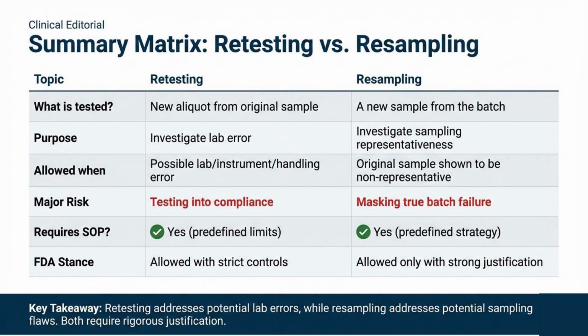In summary, retesting investigates the lab, while resampling investigates the sample. Retesting requires predefined limits, while resampling requires strong scientific justification. Both are rigorous tools, not shortcuts to compliance.